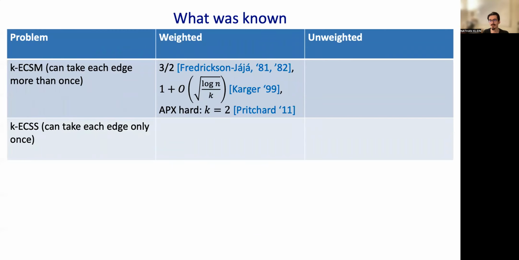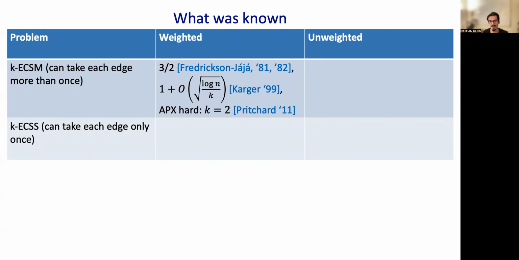Here's a quick summary of what was known about the problem. For comparison, we'll also look at this more general problem, KECSS. In KECSM, in the weighted case, basically the best known was a 3/2 approximation. In other words, an algorithm which runs quickly and whose solution never costs more than 3/2 times the cost of the optimum solution. And this result pretty much followed from Christofides' algorithm for TSP.